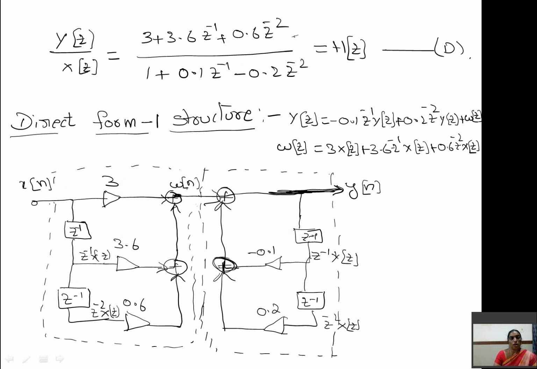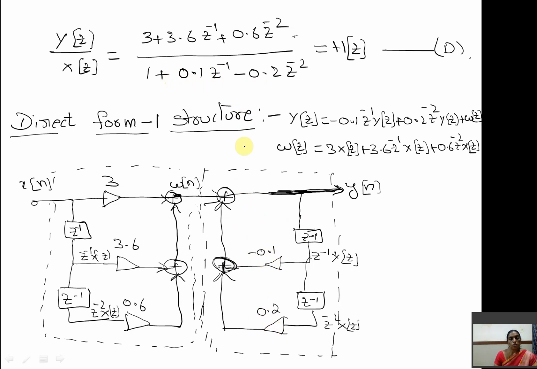So that means in the numerator we have 3, 3.6, 0.6 as multipliers. In the denominator we have 1, 0.1, minus 0.2. So for the inverse, that means reverse the sign for these two multipliers. So then minus 0.1 and plus 0.2.